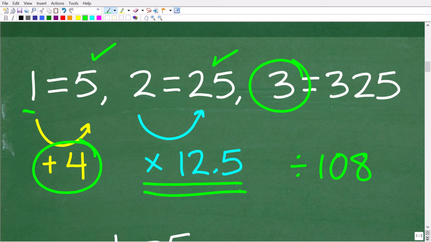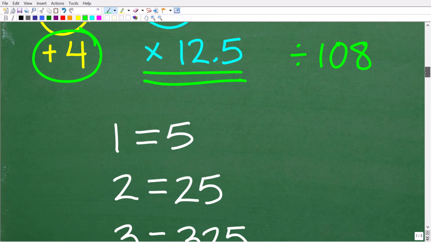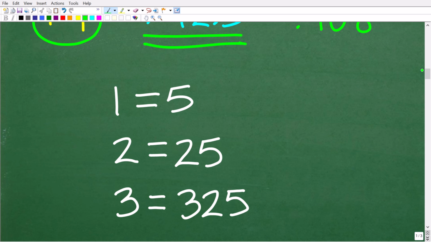So maybe we're looking at the problem wrong. So we might want to say, well, we're looking at it this way from left to right. Maybe we'll order the numbers this way, right? So 1 is equal to 5, 2 is equal to 25, and 3 is equal to 325. Okay, so do you see any sort of mathematical rule that's going on here?